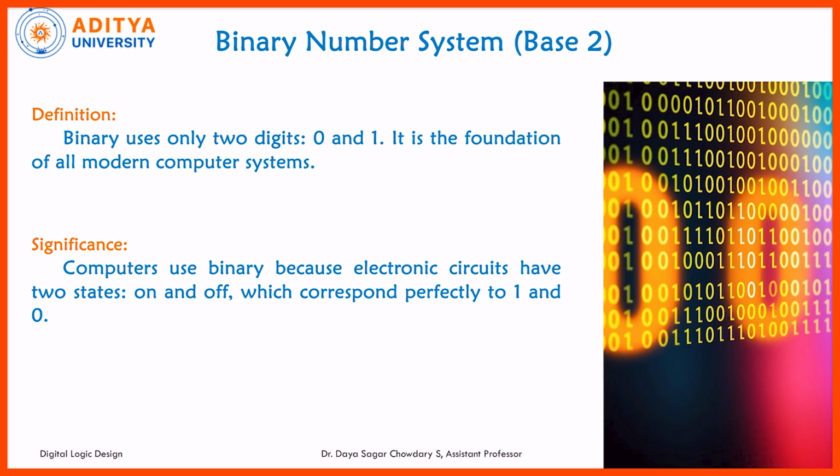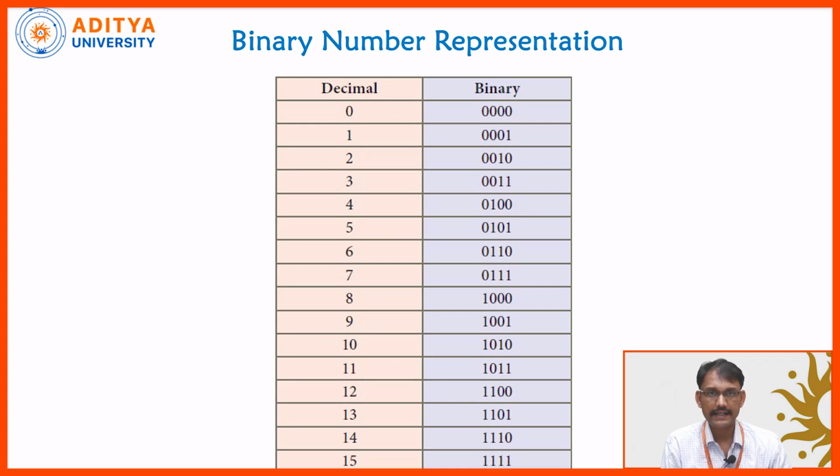As we know, humans follow the decimal system, but computers follow the binary number system. Significance: computers use binary because electronic circuits have two states, on and off, which corresponds perfectly to 1 and 0. So here mostly 0 represents the low or off state, and 1 represents the on or high state. So this is the representation of the binary number system. On the left side this is the decimal number system, and on the right side this is the binary.